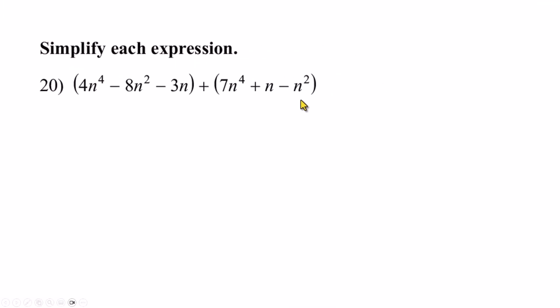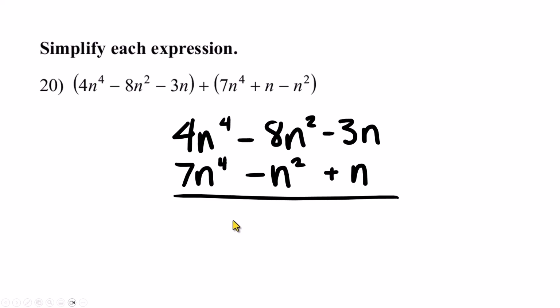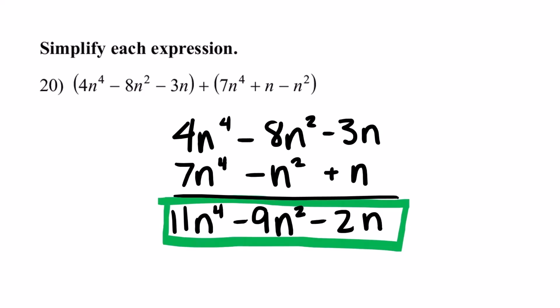I like to set these things up vertically, especially with all these different terms in here. So I'll copy the first term, and then I'm going to add this to it, but I'm going to line things up and down. So I have 7 n to the 4th that I'm going to put underneath 4 n to the 4th. I see the plus n, I'm going to line that up underneath my negative 3n, and then my n squared goes there. It's just personal preference here. I tend to make fewer mistakes when I do this vertically. So I have 11 n to the 4th minus 9n squared minus 2n. Put a box on it.